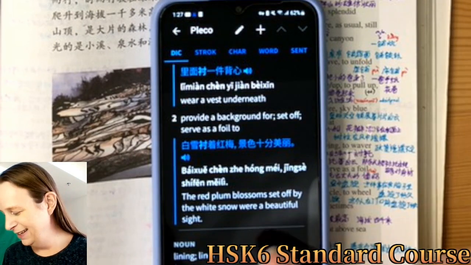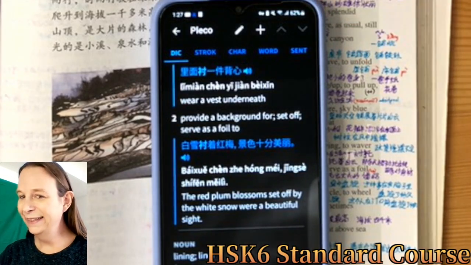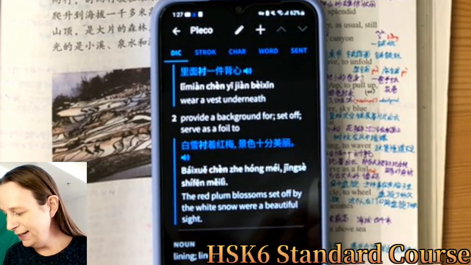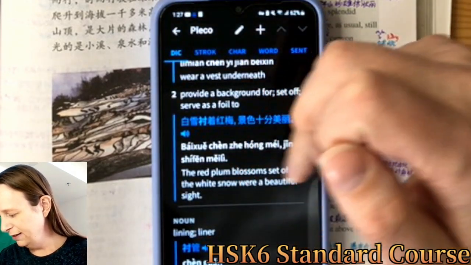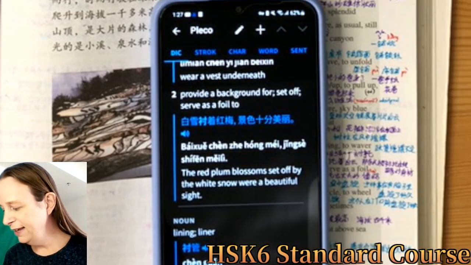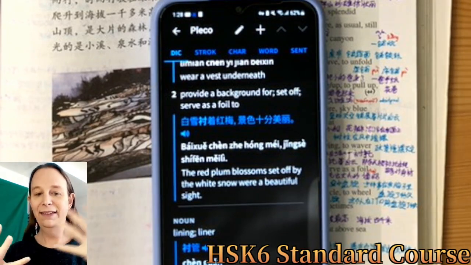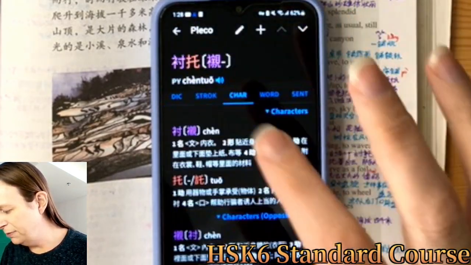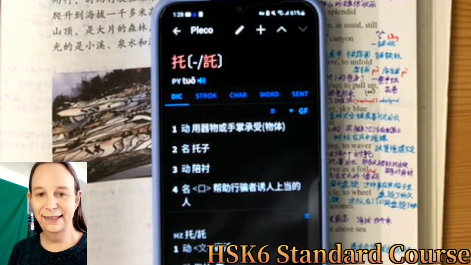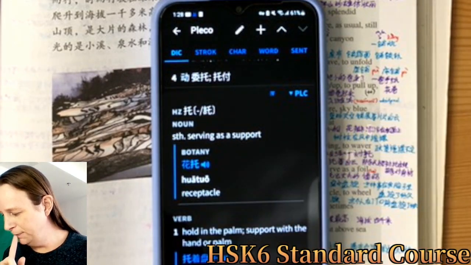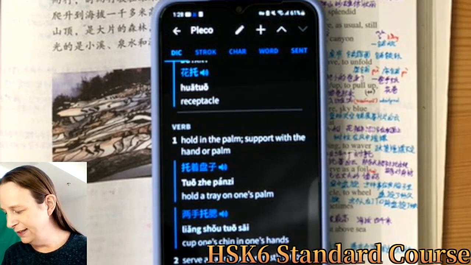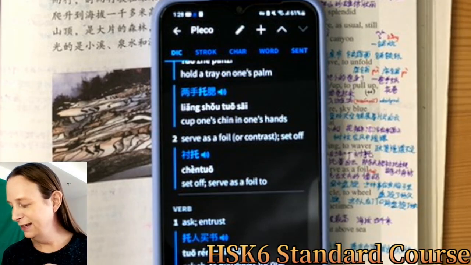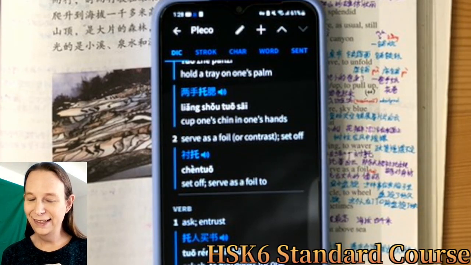It's really hard to explain this because all these words in English have more common meanings than this. 白雪衬着红梅，红梅景色十分美丽. So the white snow set off, like served as a good backdrop to the 红梅, the red plum. So the background colors. 托 is a pretty common character as well. 托 is to support or something like that, to serve as support. This one, to contrast, to act as a contrasting agent.